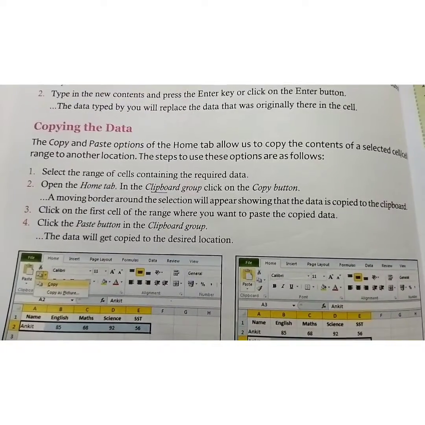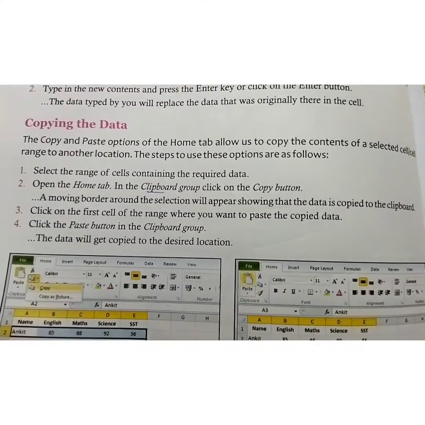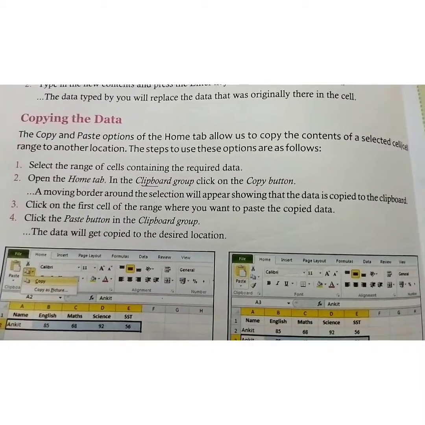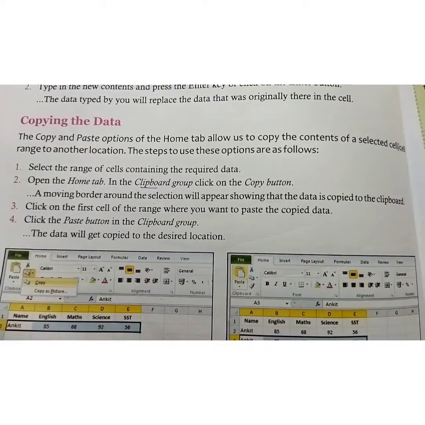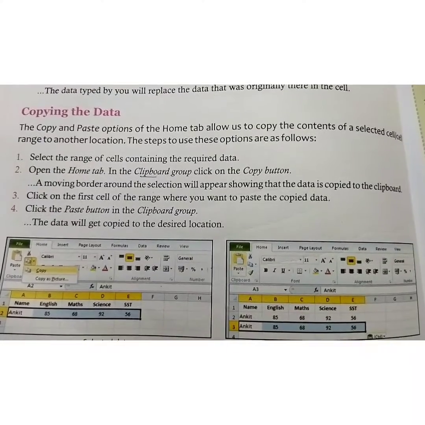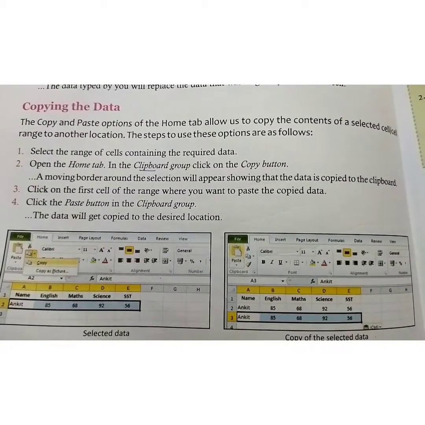So you will follow all these steps. First of all, select the range of cells containing the required data and open the Home tab. Go to the Clipboard group and click on the Copy button. A moving border around the selection will appear, showing that the data is copied to the clipboard.